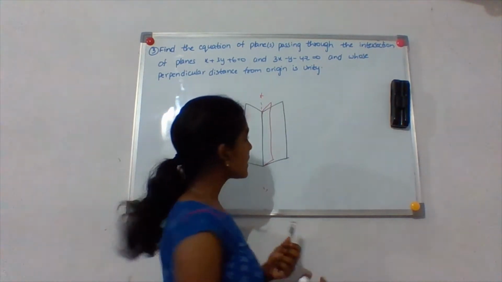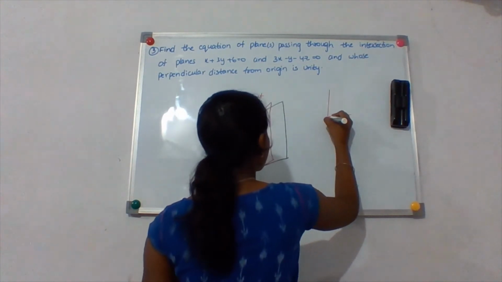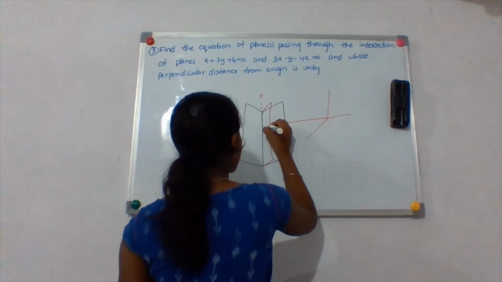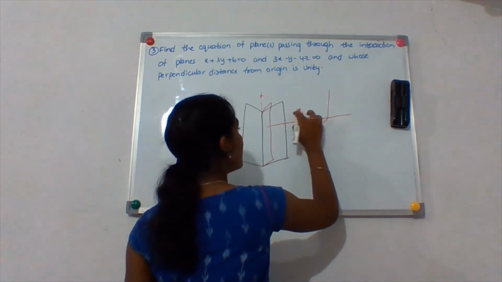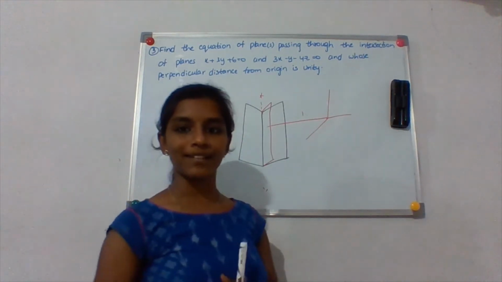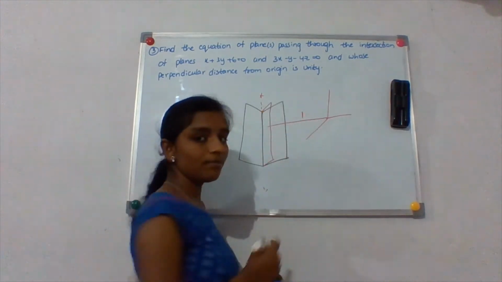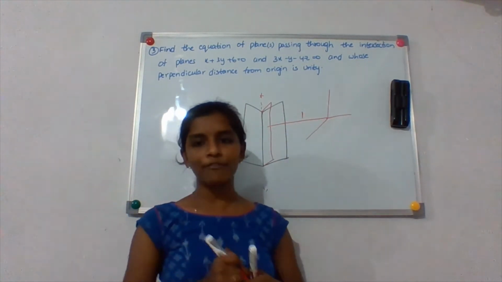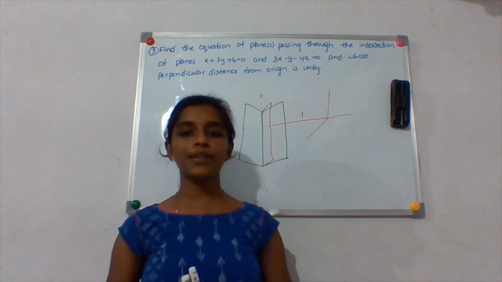And now he says that if there are axes somewhere like this, and the perpendicular distance from the origin to the plane is unity, 1. What is unity? Unity means 1 simply. Okay, so this is 1 now. Now what do you do? How do you do the sum?